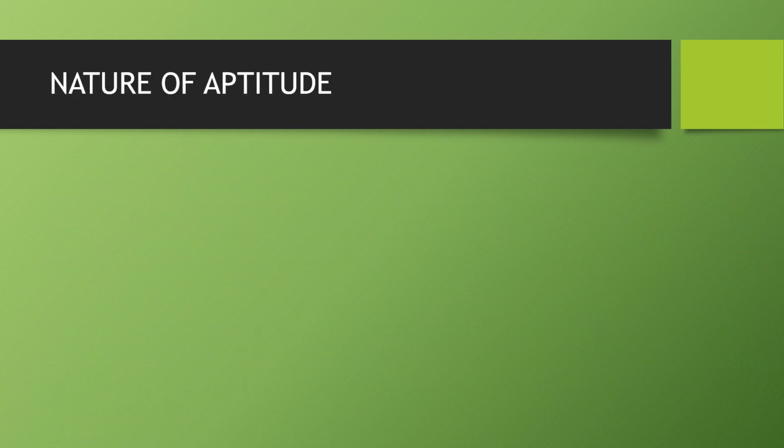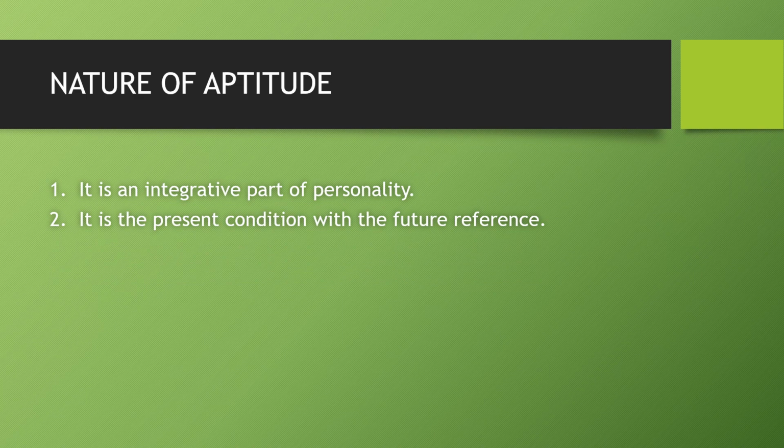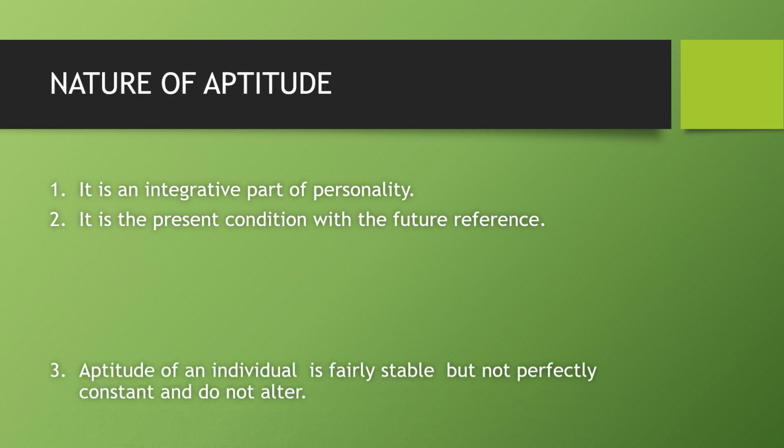Let's see the nature of aptitude. The first one is that it is an integrative part of personality. That means it is a part of personality, and this personality we're going to talk about in the next class. The next one, it is the present condition with future reference. Basically, aptitude is a condition or a set of qualities that we possess, and these qualities actually influence our behaviors and indicate our future success.